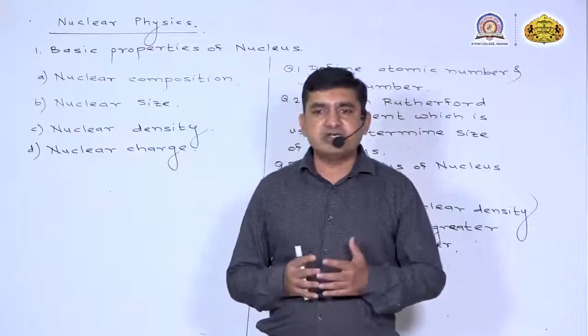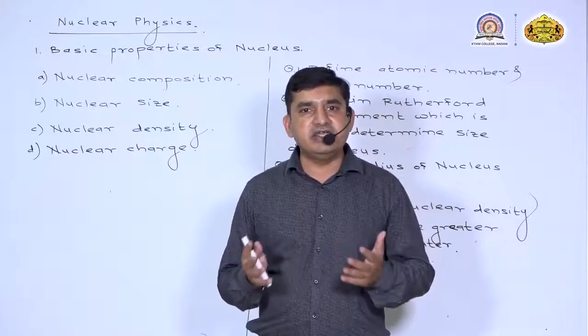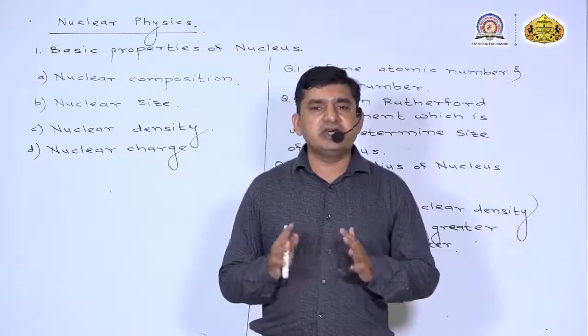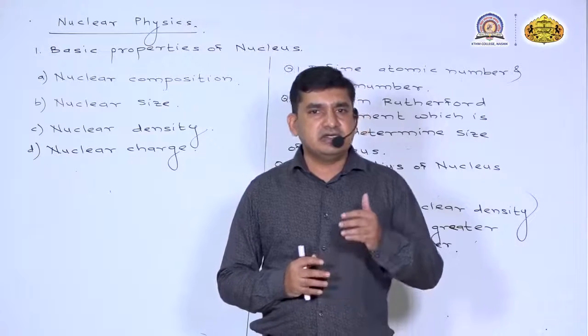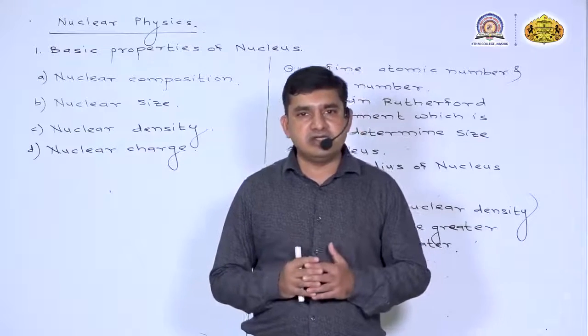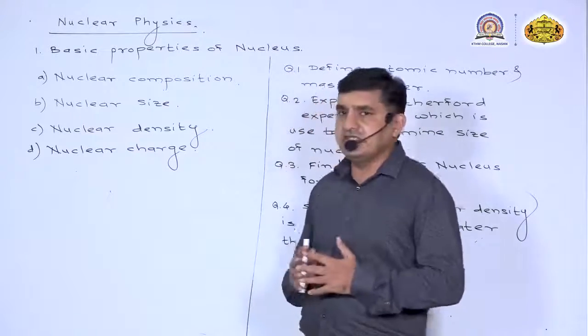And from this we know that the size of the atom, or the radius of the atom, is about 10 raised to minus 10 meter, and therefore we can say that the nucleus is 1000 times smaller than the atom. Then we also discuss the nuclear density.